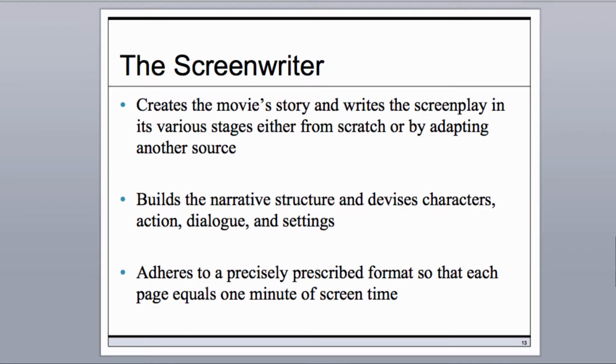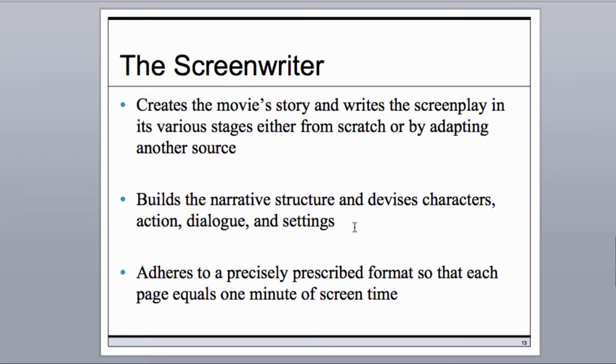The screenwriter is the person who builds the story from what that person's given, creates a screenplay. And there's various stages as they start from scratch or by adapting information from another source, like a book, magazine article, short story. All those have been used to create a screenplay for the film. The screenwriter will build the narrative structure based on what the director tells them to do. They have characters, action, dialogue, and settings.